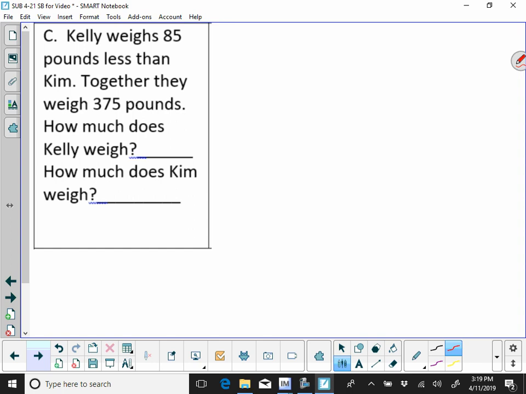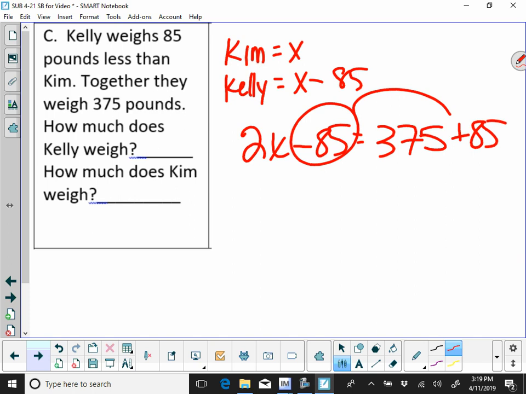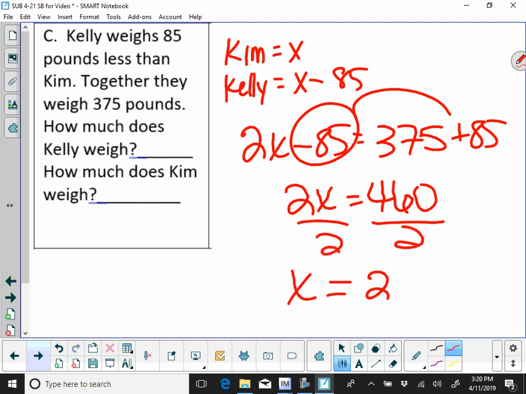All right, jumping down to Monday, letter C. Okay, Kelly weighs 85 pounds less than Kim. So in this situation, remember, we make Kim our x, and Kelly is going to be x minus 85. Together, they weigh 375 pounds, so we're going to add that up. And we're going to solve our two-step equation. So we're going to do 375 plus 85. That's going to give me 460. And then you're going to divide by 2, and your x is going to equal 230.